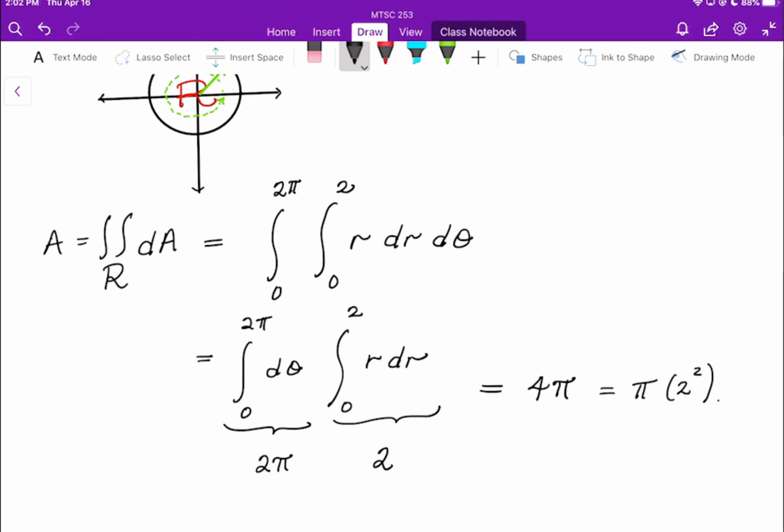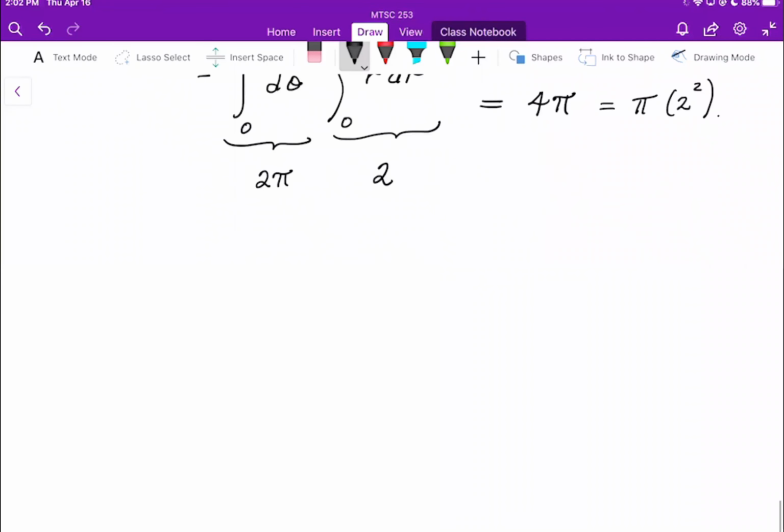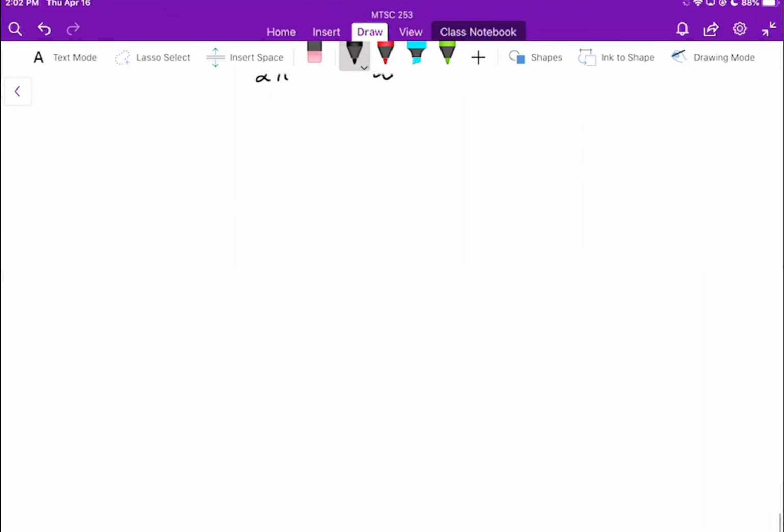Here's another one. And this is another one where we're not worrying about whether or not we have a function.